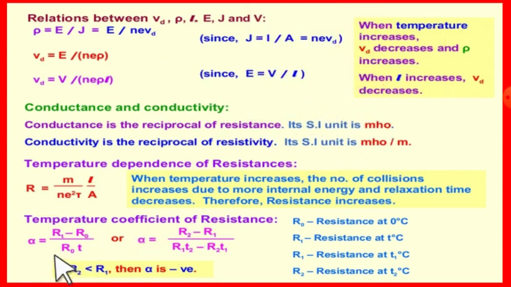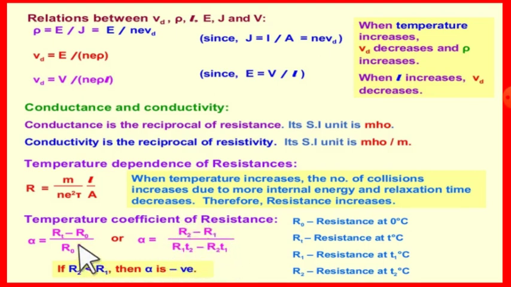So the increase in resistance is directly proportional to the original resistance, as well as to the rise in temperature. If you want to change that proportionality into equality, then you will have one constant alpha, and if you want to express that alpha, then it will be RT minus R naught, the increase in resistance that was somewhere here, divided by R naught into T. Got it? That is how it is coming. You can also express this with temperatures 1 and 2 in this way. Got it?